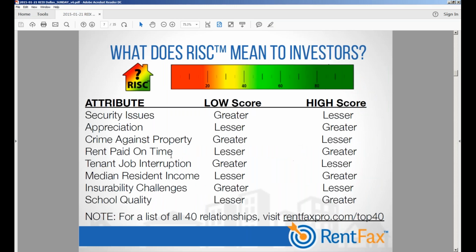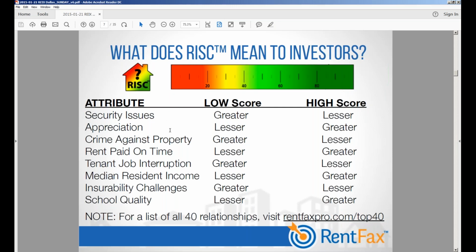What does it mean to investors? We talk about attributes of security issues, crime against the property. I'll just use one of these: if you have a low score, those areas and neighborhoods exhibit a greater likelihood of crime against the property, so vandalism or theft. If your properties or locations are scoring down here, there's a higher likelihood, and the data would show, that you're more susceptible to a crime or vandalism incident.